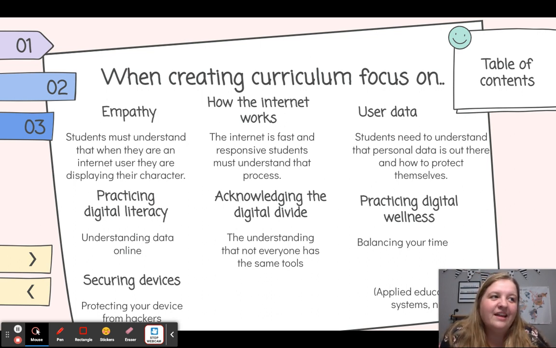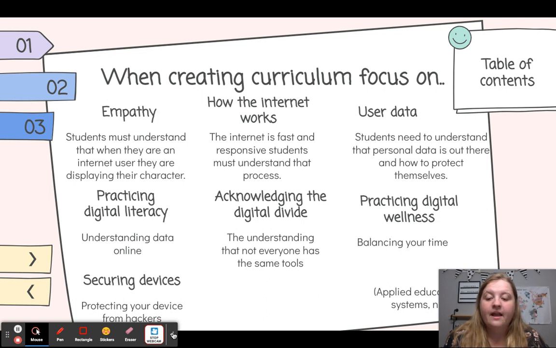And this is something that a lot of students struggle with, and maybe you struggle with, is that you shouldn't always be on your technology. It's important to balance your time with other things. And in our classrooms, we should be balancing our time with technology as well as other learning experiences, hands-on learning experiences.